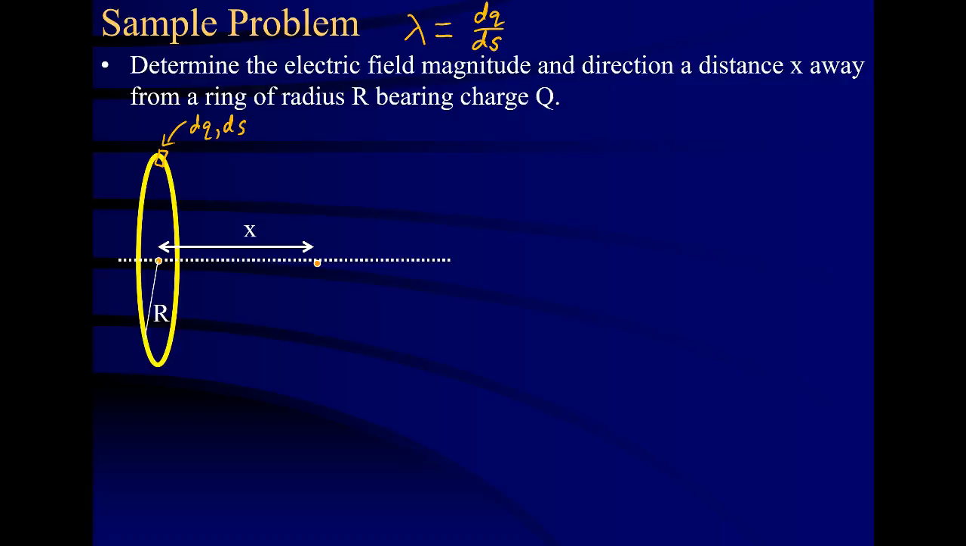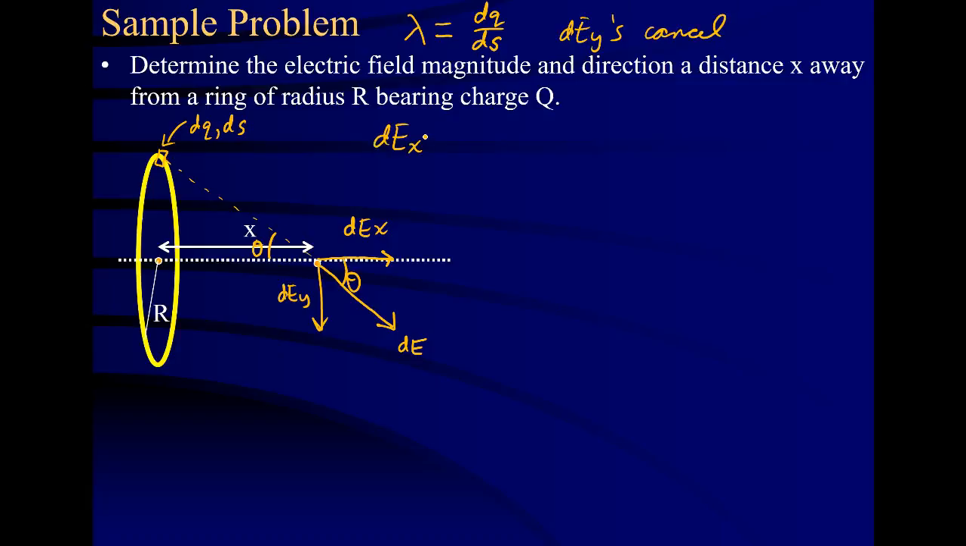Okay? Now if I think about the field from this tiny little piece, it's going to be going this way. This will be dE. And that of course has a dEx and a dEy. And for the same reason as before, if we call this angle theta, and this is theta, the dEy's will cancel. So that means that dEx, which is equal to dE cosine theta, that's all we want.